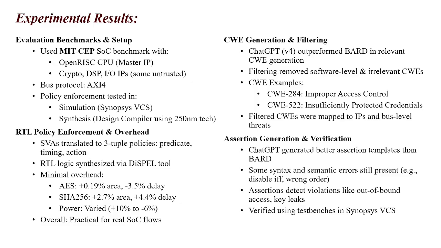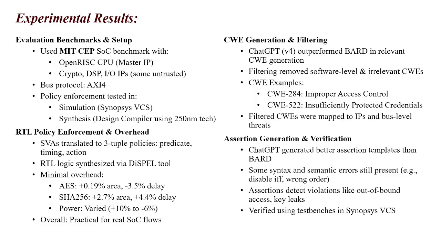Now, what's great is that this insertion of security logic adds only minimal overhead. If we take a look at the benchmarks for AES, the area has increased by only 0.19%, while the delay actually improved by 3.5%. This is likely due to timing changes in logic pipelining. For SHA 256, there is a 2.7% area increase and a 4.4% delay increase. Power consumption varied between plus 10% and minus 6% depending on the logic paths affected.